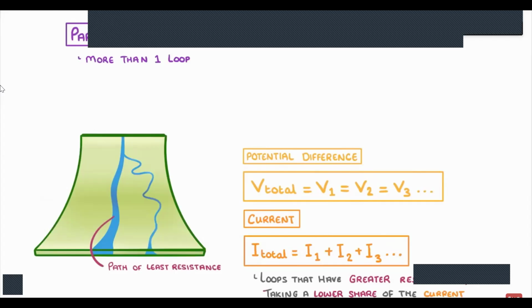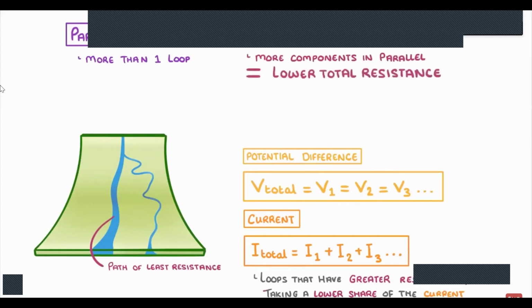The last thing we need to look at is resistance. One strange thing about parallel circuits is that the more components we add in parallel, the lower the total resistance of the circuit will be. It's a pretty odd concept, and it could just be one of those facts that you have to accept and remember. But it might help to think about it in terms of our river example.